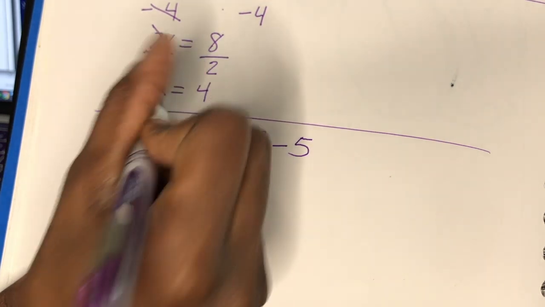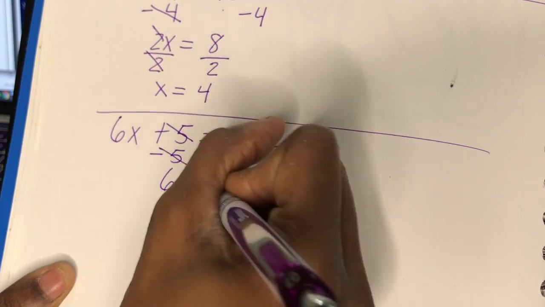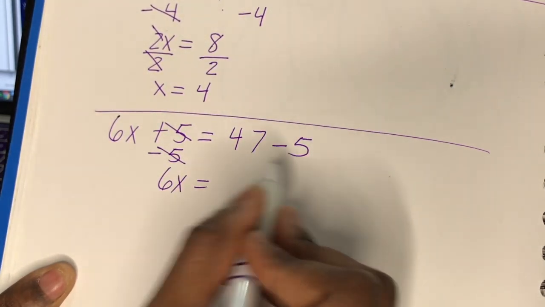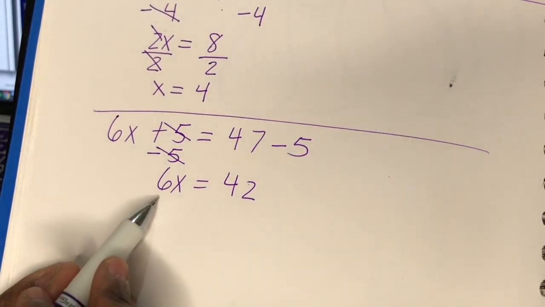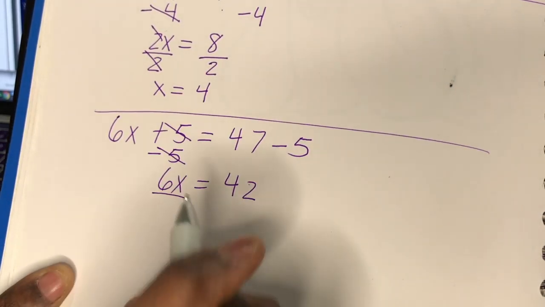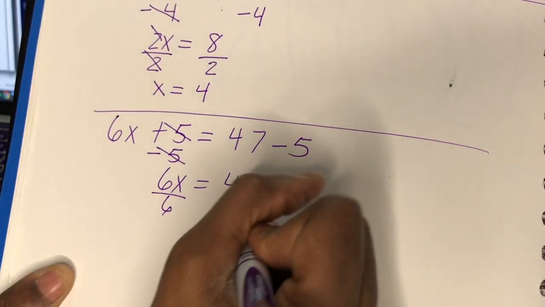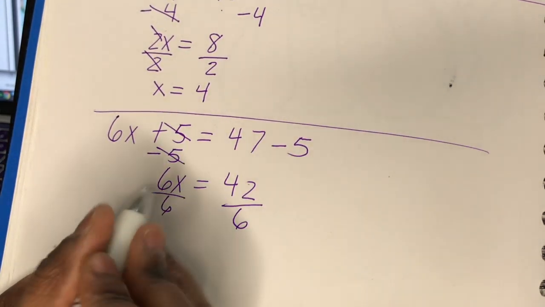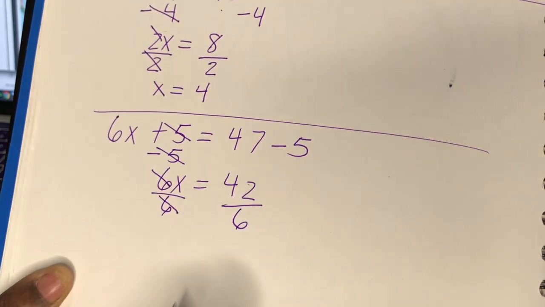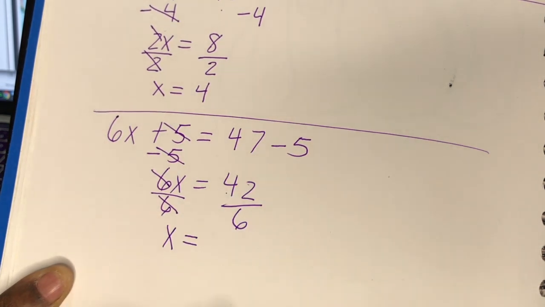Okay, 5 minus 5 is 0, so that cancels out. So you end up with just 6x equals 47 take away 5, which is 42. Then you have to undo the multiplication. To do that, we're going to divide by 6 because we want to cancel the 6 out. And we're going to bring it over to this side, so we have to divide also by 6. 6 divided by 6 is 1, so we end up with x equals 42 divided by 6 is 7. X equals 7.